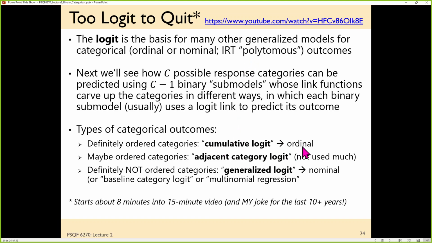So if we have ordinal data, we're going to use something called a cumulative logit. If we have maybe ordered data, there's an intermediate one called adjacent category logit. This is not used very much, so I didn't build an example for it, but I want you to have heard the words. And definitely not ordered or nominal is going to be something called generalized logit or baseline category logit, or multinomial regression is the words that go with this.